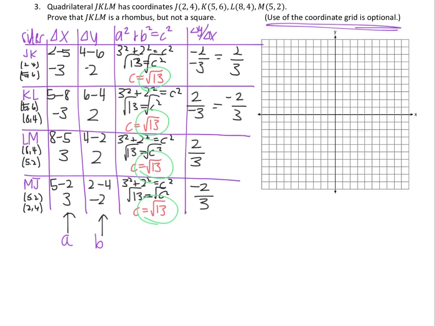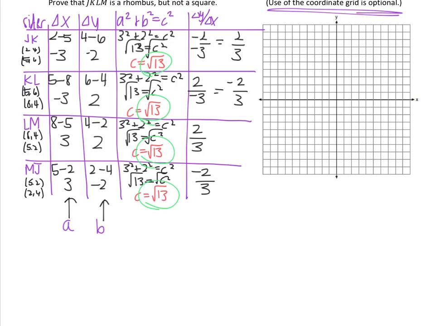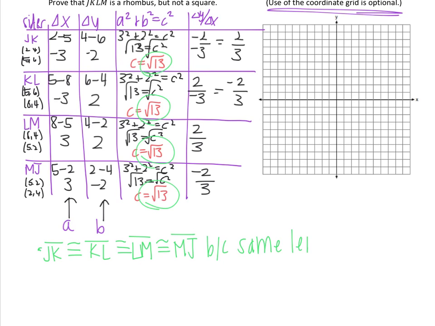So let's make a conclusion about all of those. We have JK, which is congruent to KL, congruent to LM, congruent to MJ. Notice I chose the congruent symbol, not parallel, not perpendicular, but congruent, because we're talking about same length. Okay, let's make another conclusion.